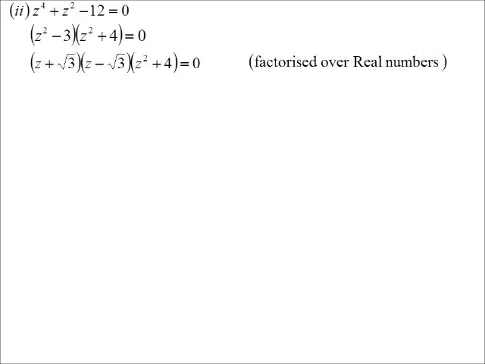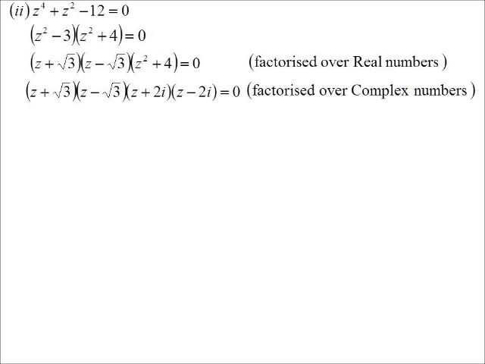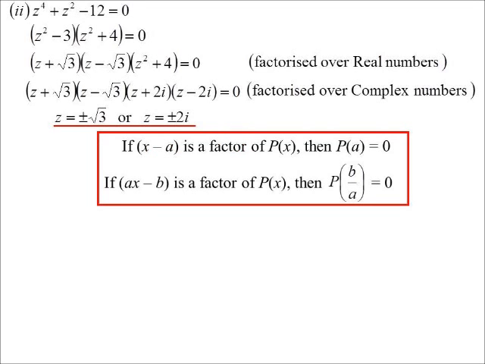But it is an equation we're solving, so if I did it over the complex numbers, then the z squared plus 4 can also be factorised: (z plus 2i)(z minus 2i). And then we can go and find our 4 solutions. Okay. If x minus a is a factor, then we know P(a) equals 0. That's our factor theorem that we've seen.